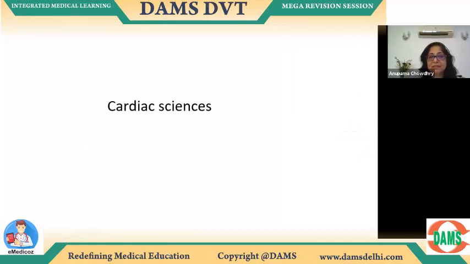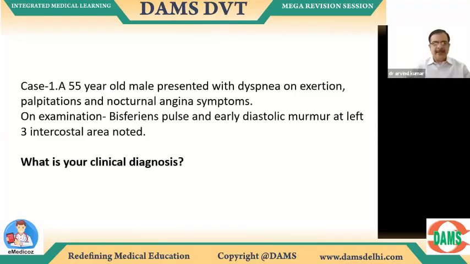All right. So clinical case one, a 55-year-old male presented with dyspnea on exertion, palpitations, and angina symptoms, particularly at night time. On examination, Bisferian's pulse was present and there was an early diastolic murmur at the left third intercostal area. What is your clinical diagnosis?